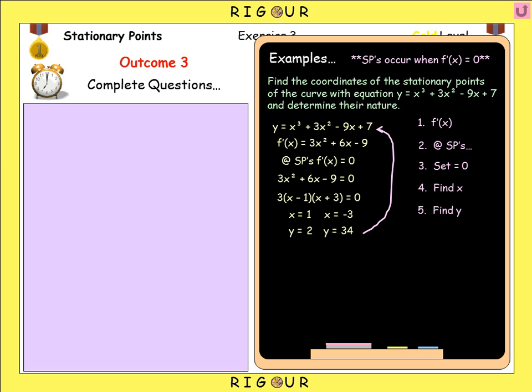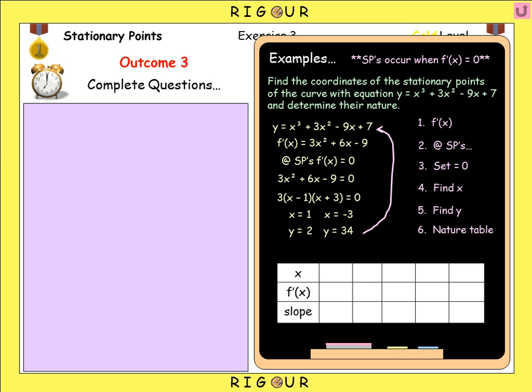So we've found the coordinates of the stationary points, but now we need to do the second part of the question, which is determine their nature, and we do that by means of a nature table. Our typical nature table looks like this, with 3 rows, x, f dashed x and slope, and then we put in our stationary values in ascending order. So minus 3 first, and then 1.